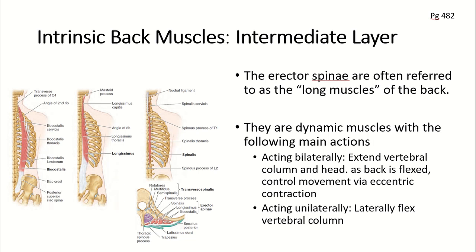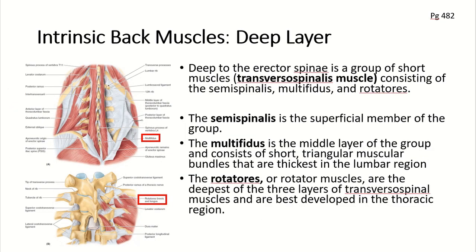Now, if we go one layer deeper on the back, we can see that deep to the erector spinae muscles is a group of short muscles called the transversospinalis muscles, and this consists of three separate muscles: the semispinalis, the multifidus, and the rotatores. The semispinalis muscle is a superficial member of the group. In contrast, the multifidus, which you can see right here, is the middle layer of the group, and it consists of short rectangular muscle bundles that are thickest down here in the lumbar region.